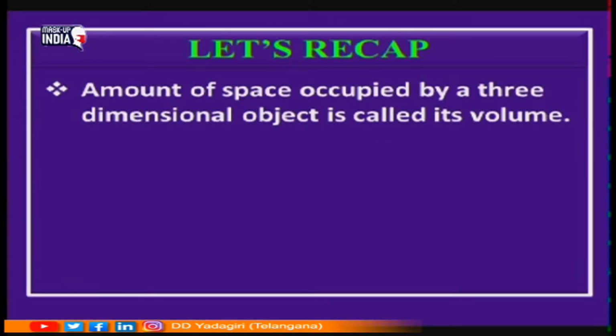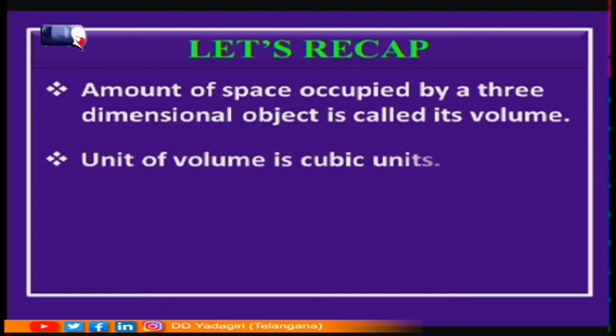So, children, till now we have learnt the volume of cube and also the cuboid formula, and we have applied this formula in solving a few questions. So, before we end, let us quickly recap what we have learnt in today's mathematics session. The amount of space occupied by a 3-dimensional object is called its volume, and the unit of volume is cubic units. So, if it is centimeter, we write centimeter cube.